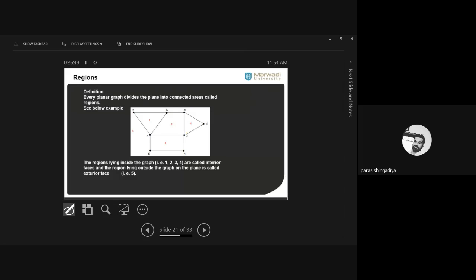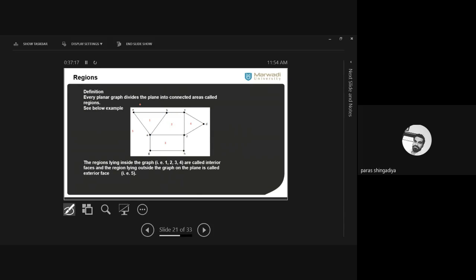It means a closed walk. You have to find such closed walks from the graph, and first the graph should be planar. This planar graph divides the plane into such connected areas. That is the first connected area, that is the second connected area, that is the third connected area, that is the fourth connected area, and so on. Clear? So to identify such connected areas, that connected area is our region of the planar graph.